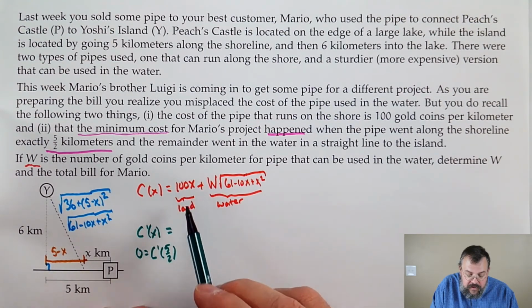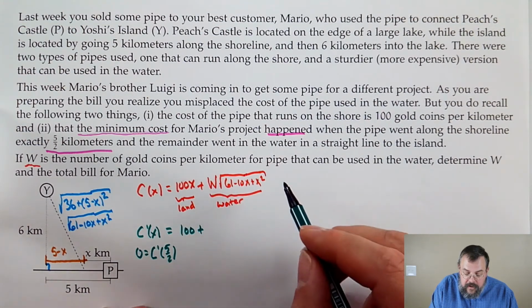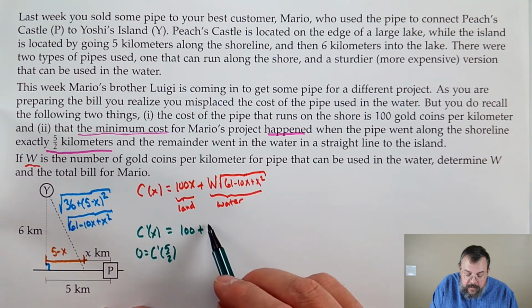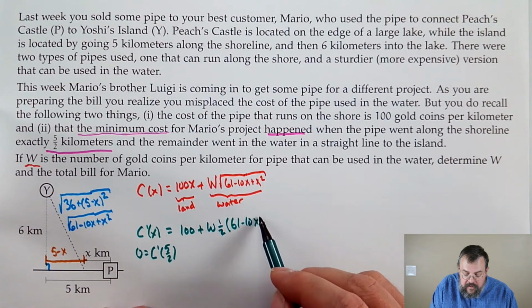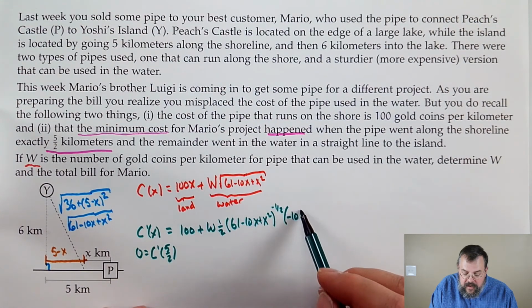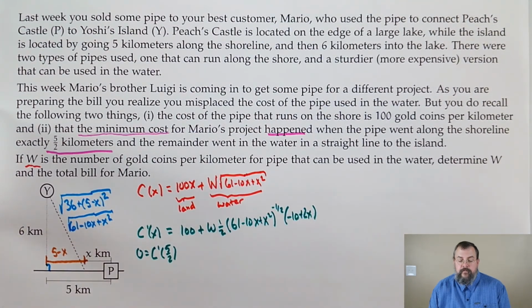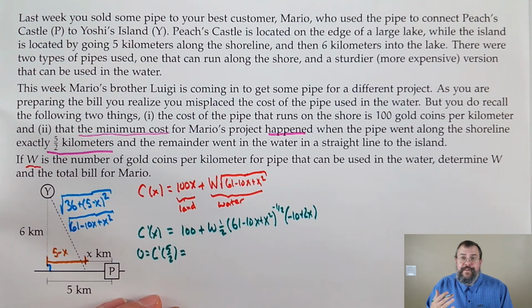Well, the first part is pretty straightforward. That's 100. Plus, now, this last piece is something to the 1/2. W is a constant. The 1/2 comes down. The inside stays as is, (61 minus 10x plus x squared) to the minus 1/2, times the derivative of the inside, which is minus 10 plus 2x. Now let's plug in 5/2, and let's hope that something beautiful happens. I suspect something beautiful will happen. I'm an optimist. I'm always optimistic that beautiful things happen, because people won't give us ugly problems. They'll give us beautiful problems.